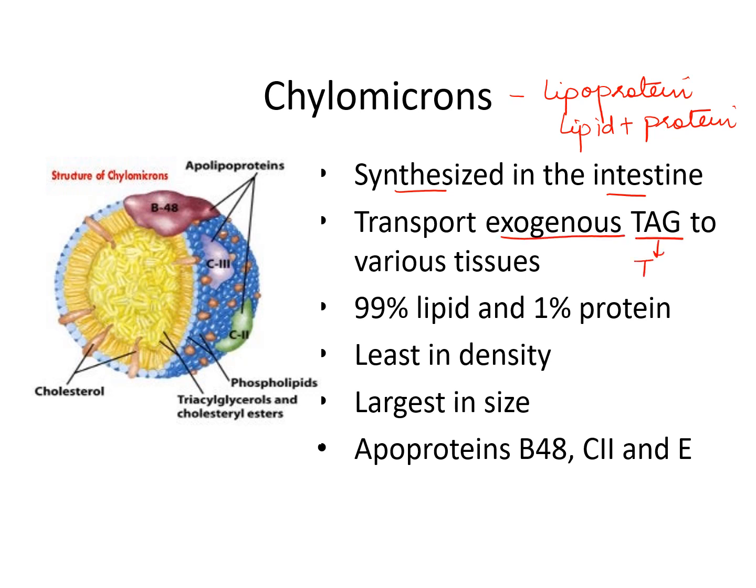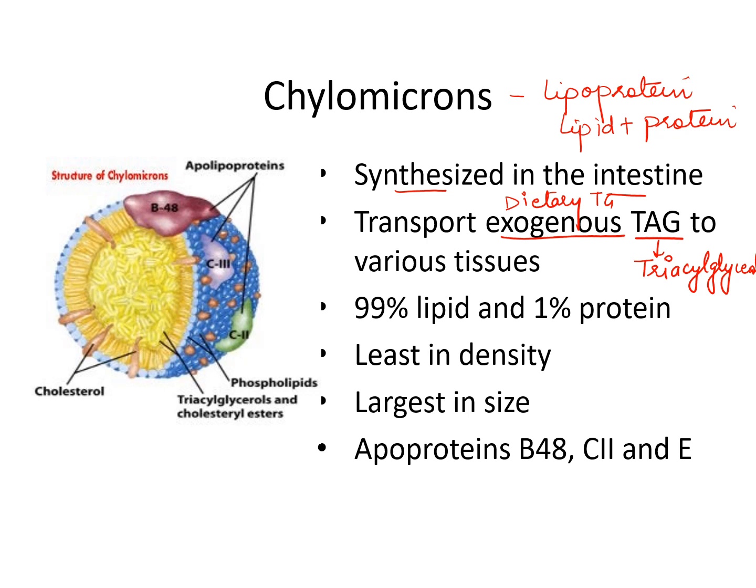TAG means triacylglycerol, or we can call it TG. So it transports exogenous TG to various tissues. What is the meaning of exogenous? Exogenous means dietary, whatever lipids we are taking in the diet. So that is called exogenous TG. So it transports exogenous TG to various tissues.